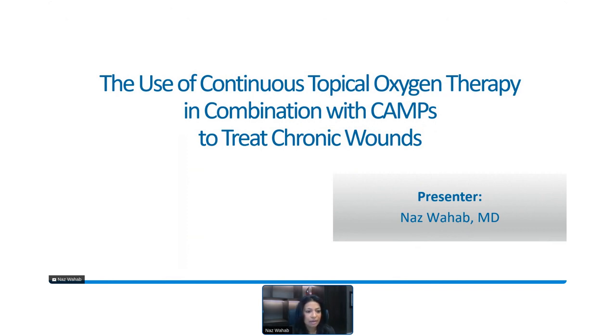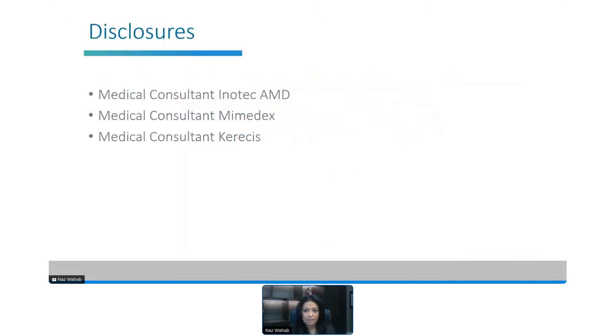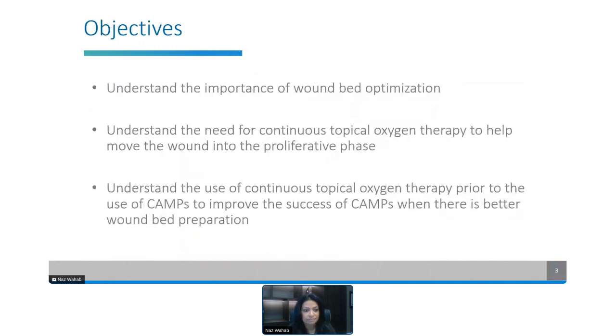We're going to talk about the use of continuous topical oxygen therapy in combination with CAMPs, which are the traditional CTPs, to treat chronic wounds. I'm a physician out of Las Vegas, Nevada. These are my disclosures. Some of the objectives we really want to talk about.